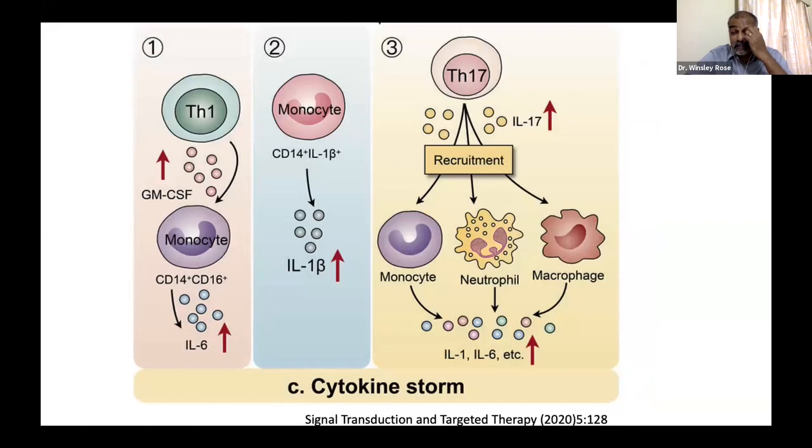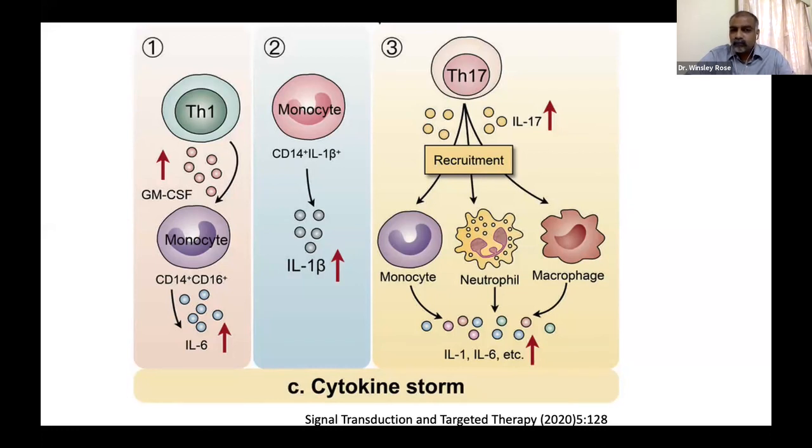And thirdly, what happens during the third phase, the hyperimmune phase, is this cytokine storm. Now, this cytokine storm, one, could be because of the activation of monocytes, which is with the help of T helper cells, and there is a Th1 response, and there is increased GM-CSF, and the CD14 positive and CD16 positive monocytes produce a lot of IL-6. Now, mind you, tocilizumab, the drug which is used for acute COVID, is an IL-6 inhibitor. So it's probably one of the ways in which that works.